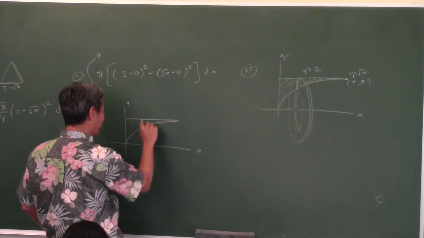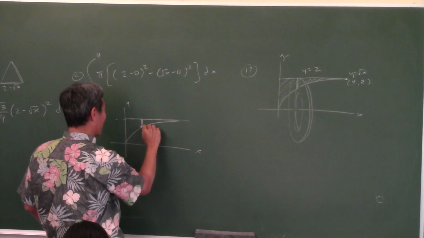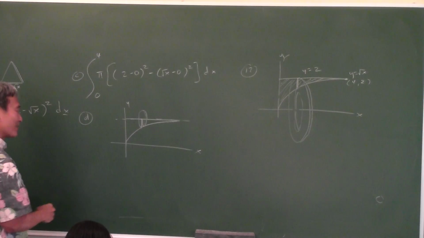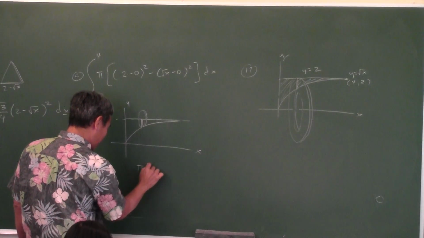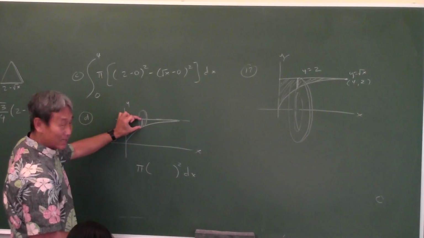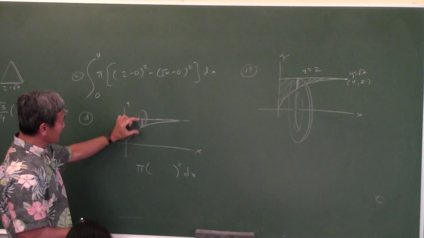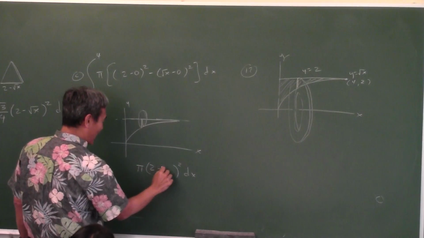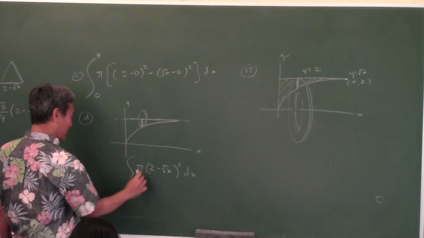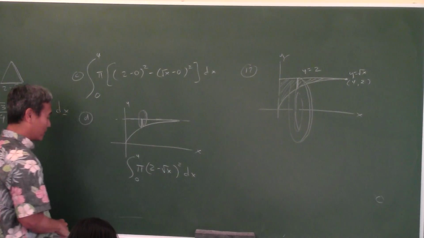So if I revolve this about the line y equals 2, you're going to get a disk. Now what's the formula for the disk? Pi times the radius squared dx. And the radius is simply the length of that rectangle right there, which is top minus bottom. And then you add up all of these from 0 to 4.